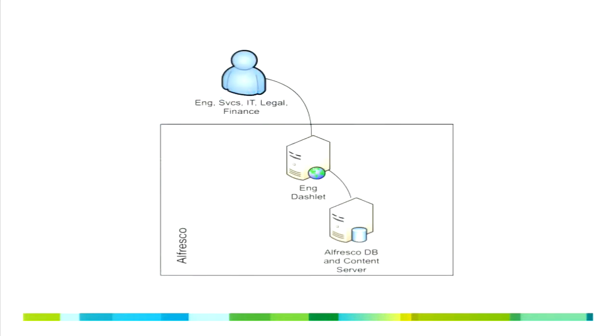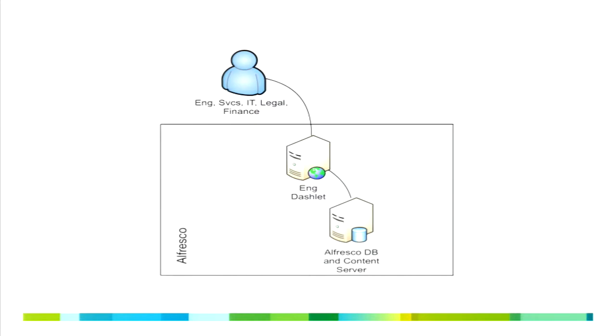So my diagrams here are overly simplified, obviously, but this is just the standard Alfresco implementation. We have users from engineering, services, IT, legal, and finance, hitting the Eng dashlet, we call it, and then that stuff goes into the Alfresco database and content server. We have one place where that goes.